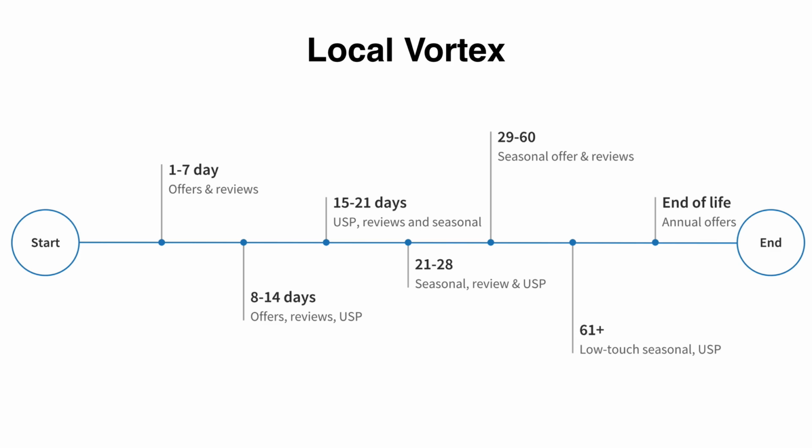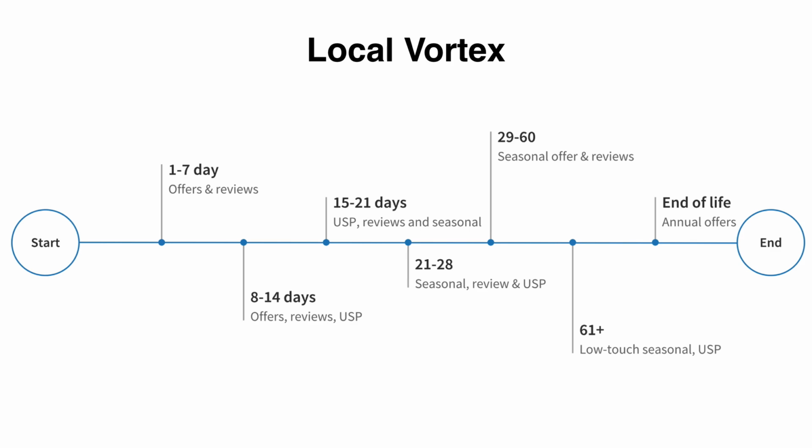So this is kind of what the omni-retargeting local vortex looks like from a 500-foot view, if we really zoom out from here. A visitor lands on your website and they leave, right? That's the start button here on the left. So days 1 through 7, we're going to show lots of different ad types that are focusing on offers and reviews. We're going to have multiple creatives, multiple different sizes, and we're going to control the frequency so that our customers don't get that banner blindness, right? And every single time they see an ad, it's like a fresh, brand new experience, because it almost is.